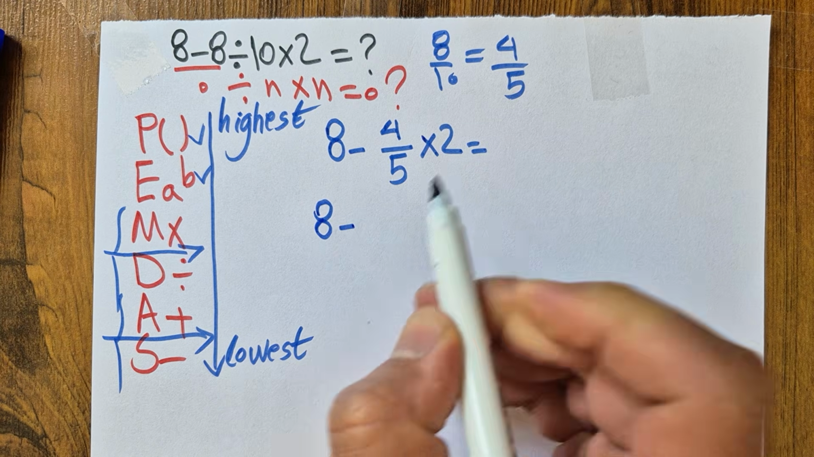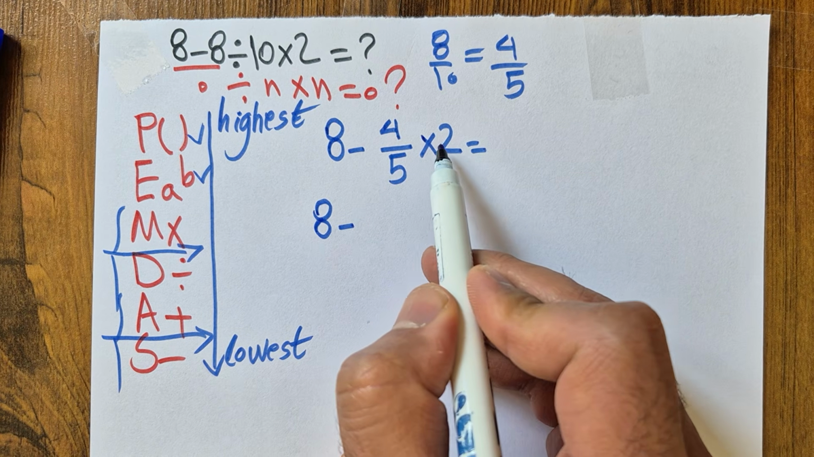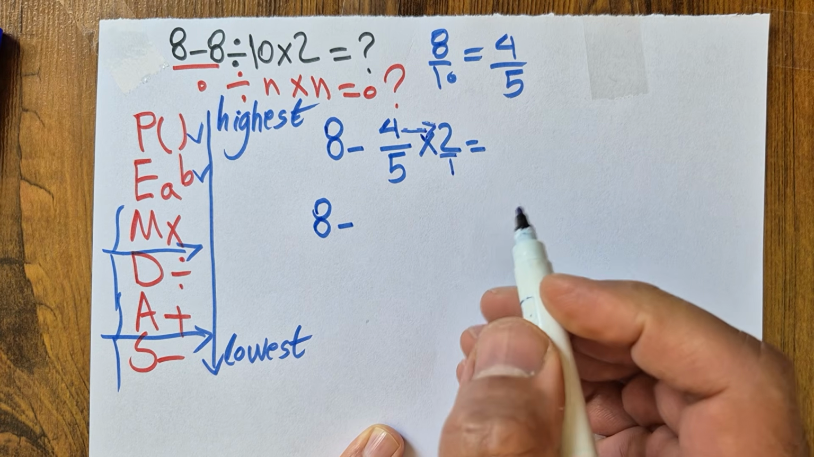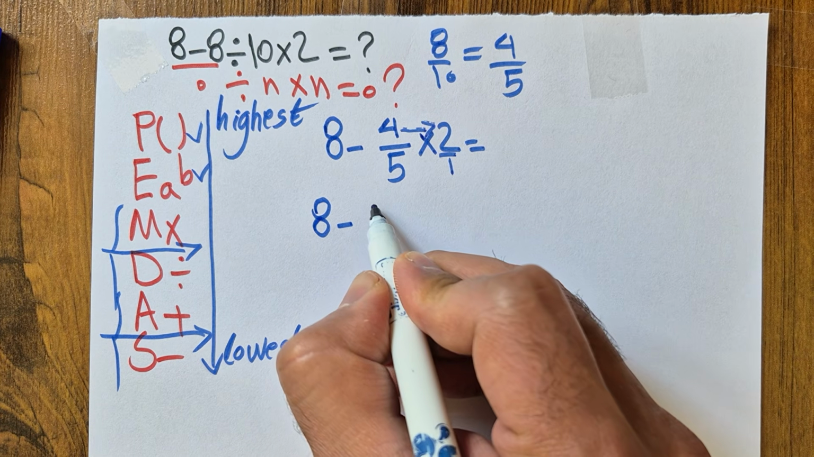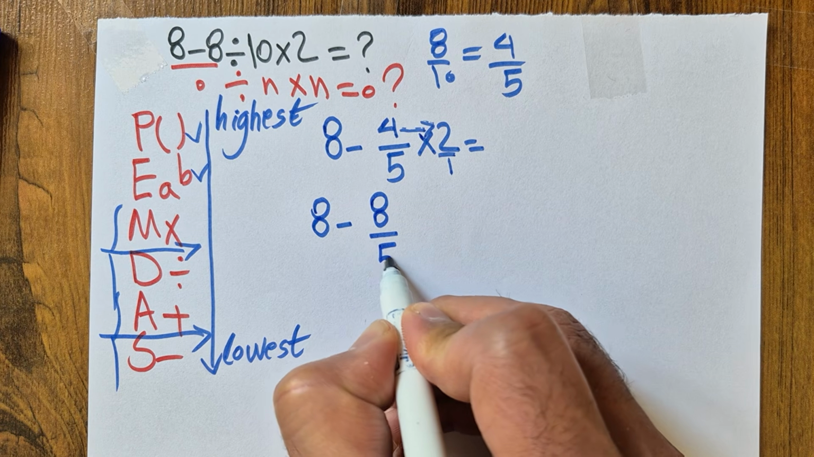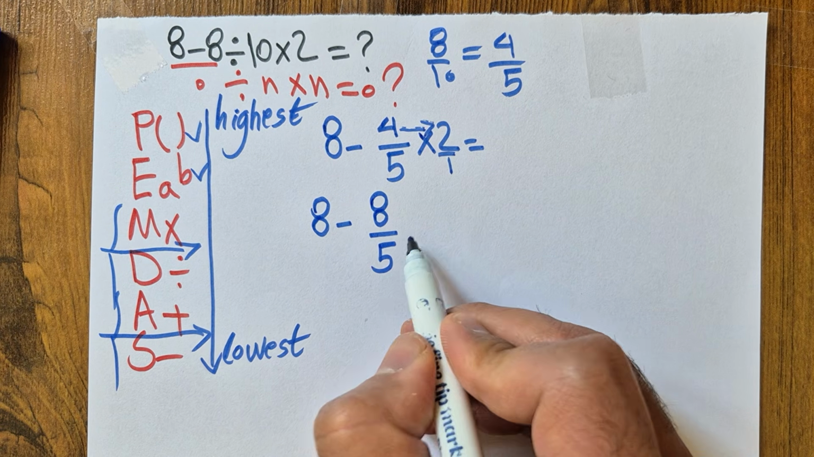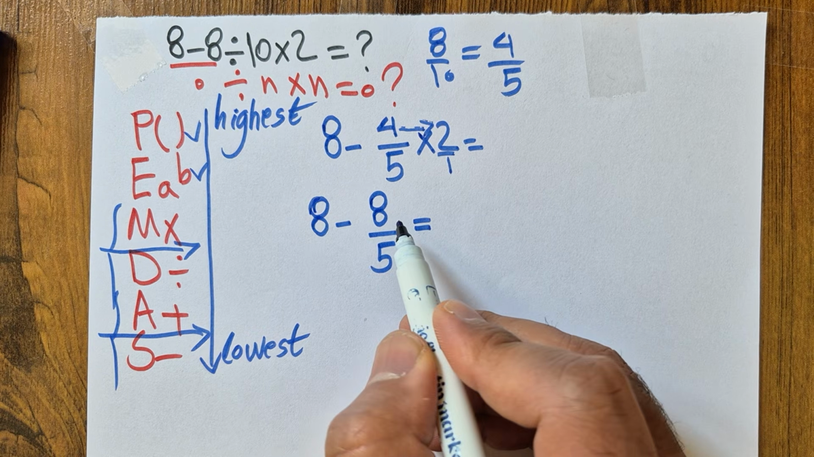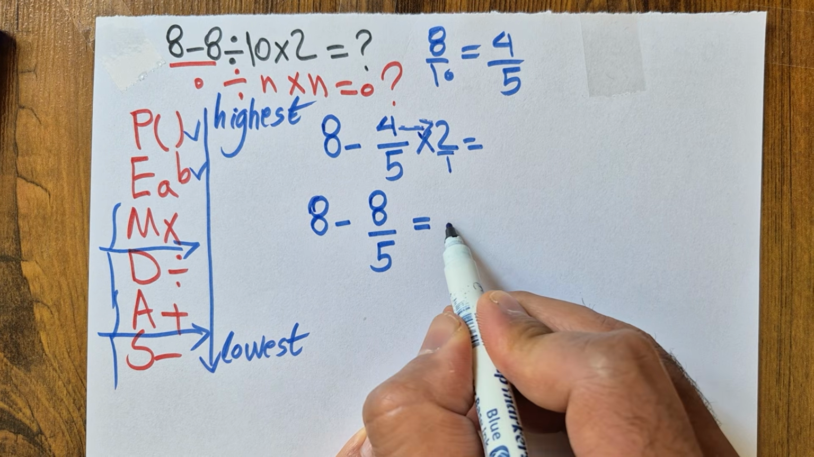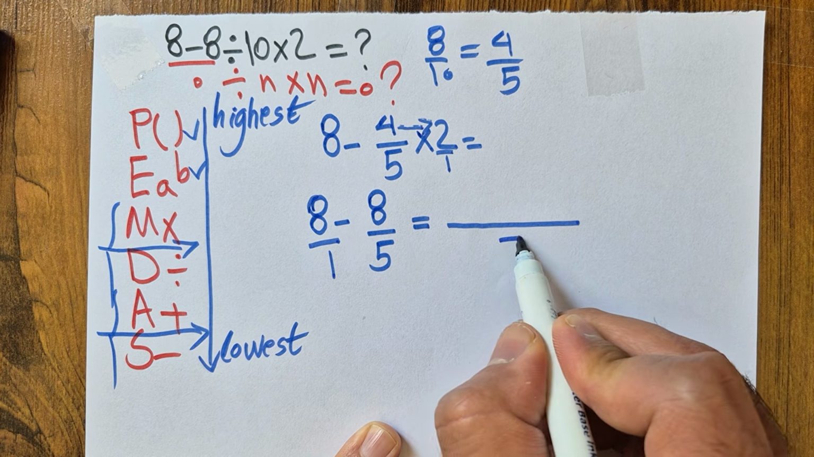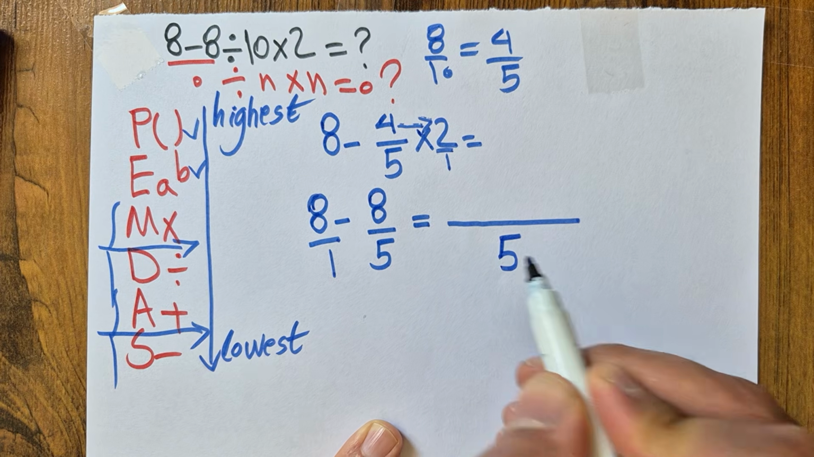8 minus. So 4/5 times 2. So we can just multiply the numerator here. So 4 times 2 gives us 8. And then we have 5 in the denominator. Now, this is a digit minus a fraction. You must find the common denominator. So the common denominator is 5.